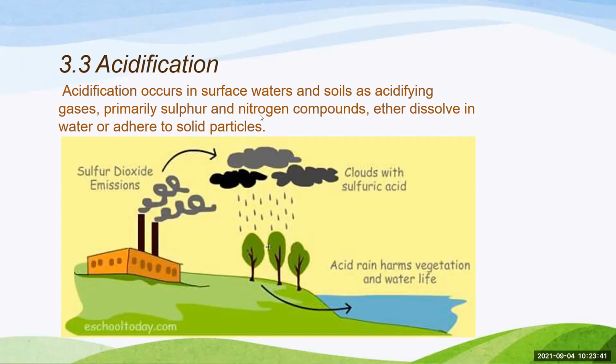Okay, this is acidification. Acidification occurs in surface water and soil as acidifying gases, primarily sulfur and nitrogen compounds, are either dissolved in the water or added to the soil particles. Okay. Now the industries increase sulfur dioxide emission, which makes clouds and leads to precipitation. Then the acid rain harms vegetation and water life. Okay, this is a cloud with sulfuric acid.